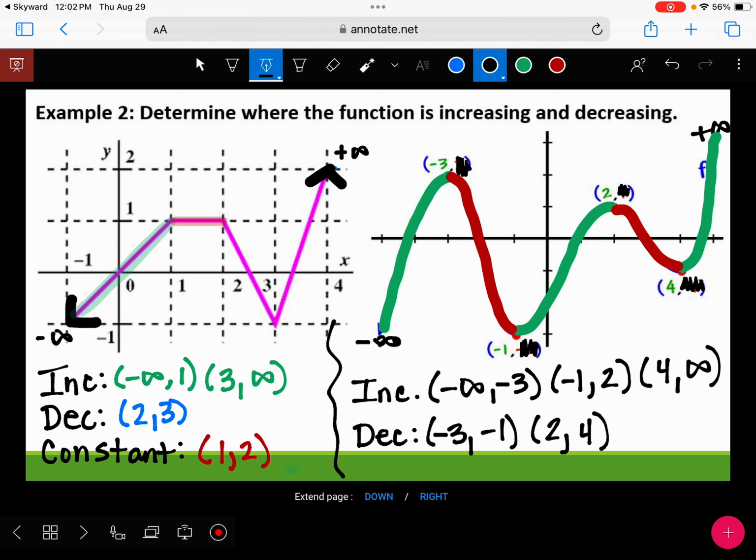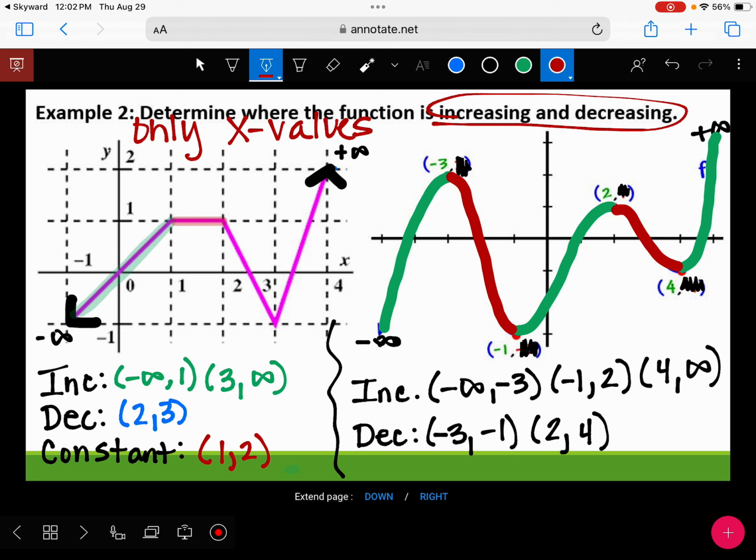That's increasing and decreasing. So that is on the test. You have to tell me the intervals where it goes up, increases, and when it goes down, decreases. So we never look at the y. You might want to write that down somewhere, that when we're talking about increasing and decreasing, this is only the x values. Anytime you're asked for increasing and decreasing, that's the x values only.